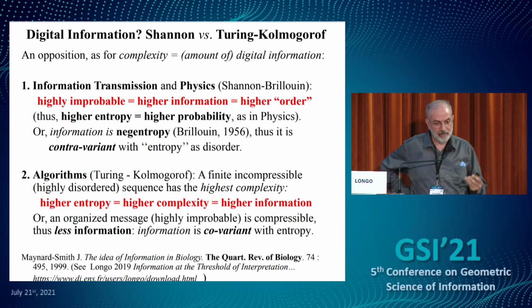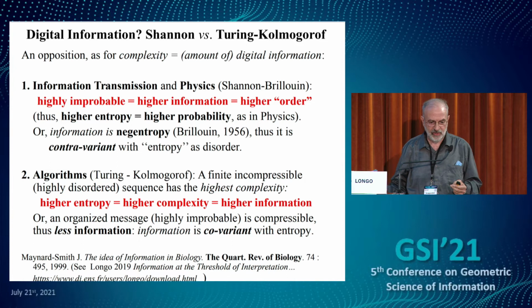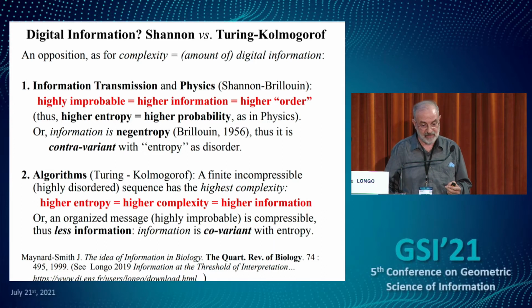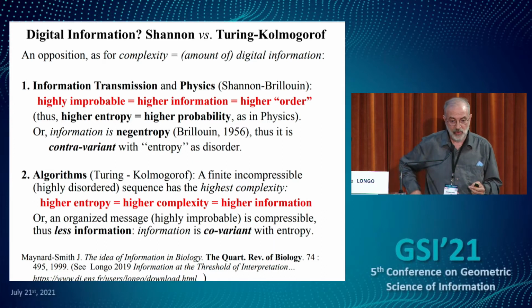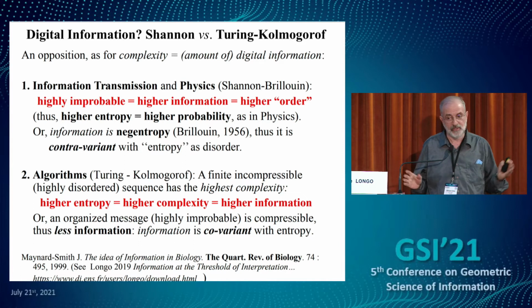Now, in the development of Turing's work by Kolmogorov, again, this is elaboration of information, or theory of computability, what happens is that higher entropy, the total disorder of a sequence, we are talking of a finite sequence of numbers, is higher complexity, thus contains higher information. So information and complexity are covariant with entropy. There is nothing wrong. They do different jobs. One is transmission of information, the other is elaboration of information.